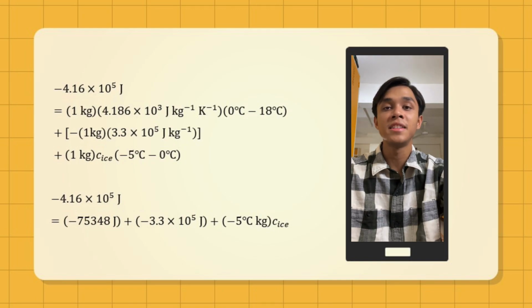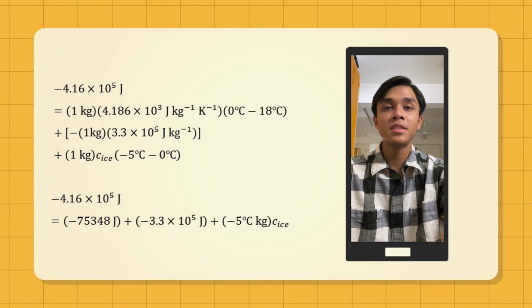heat capacity of ice. After completing the first operation, the energy released to reduce the temperature of 1 kilogram of water from 15 degrees Celsius to 0 degrees Celsius is -75,348 joule. The energy released during the phase change of 1 kilogram of water to 1 kilogram of ice is -3.3 times 10 power of 5 joule. The energy released to reduce the temperature of 1 kilogram of ice from 0 degrees Celsius to -5 degrees Celsius is -5 degrees Celsius kilogram times c ice.